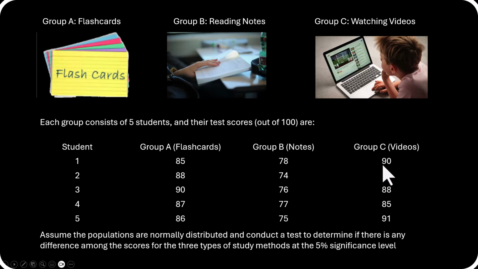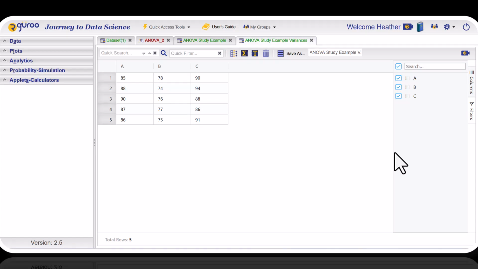As you can see, this data set has already been structured or created for us. So the first thing we're going to do is reproduce this data set in RGuroo. So let's go over to RGuroo and do that. As you can see, I have already recreated the data set in RGuroo for us. If you're not sure how to do that, you're literally just clicking on each cell and entering the data.